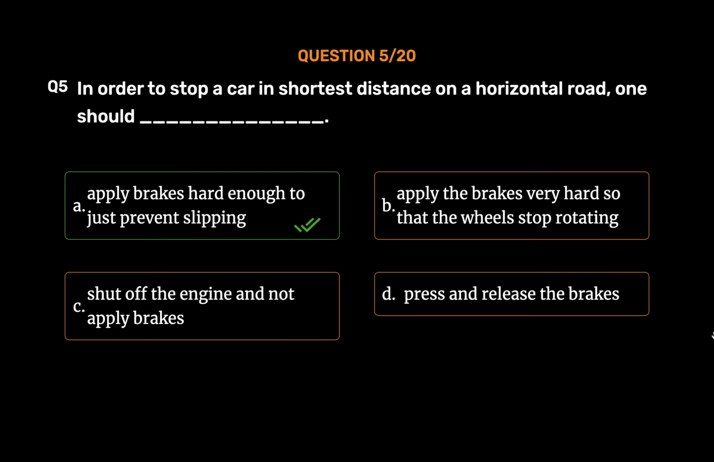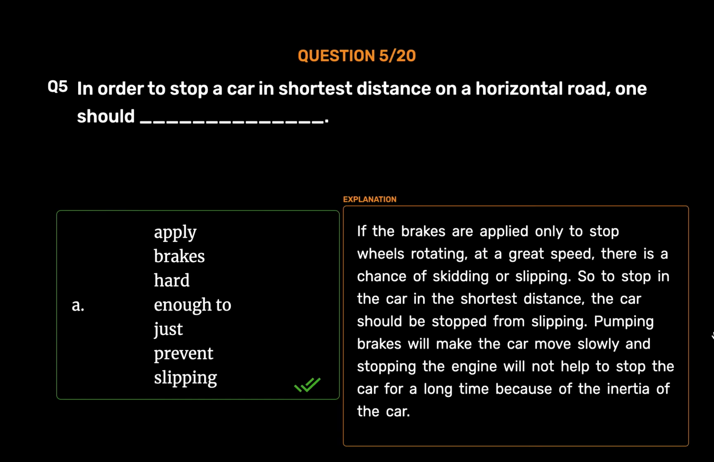Apply brakes hard enough to just prevent slipping. If the brakes are applied only to stop wheels rotating at a great speed, there is a chance of skidding or slipping. So to stop the car in the shortest distance, the car should be stopped from slipping. Pumping brakes will make the car move slowly and stopping the engine will not help to stop the car for a long time because of the inertia of the car.